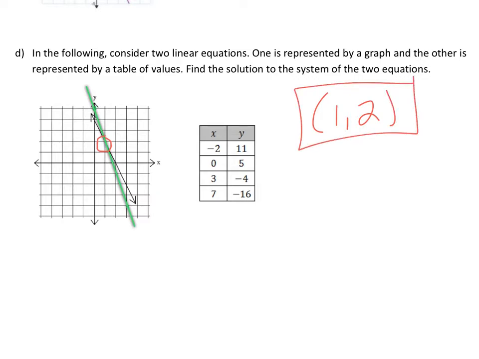Another way you could do this, you can figure out the slope of the table. So here the change in y is minus 6, the change in x is plus 2, negative 6 over 2 means the slope is negative 3. So from the point up here on the top, we could go down 3, right 1, down 3, right 1, down 3, right 1, and I can still see that the ordered pair 1, 2 works out. Go ahead and try C on your own.